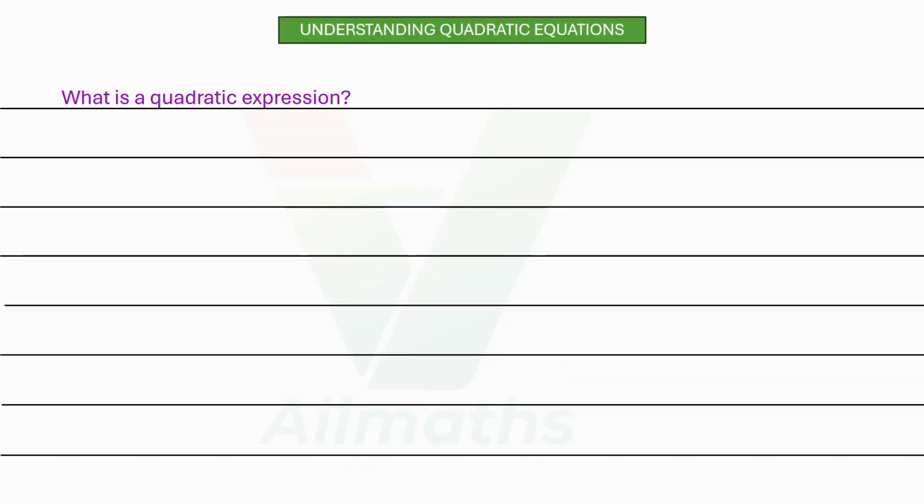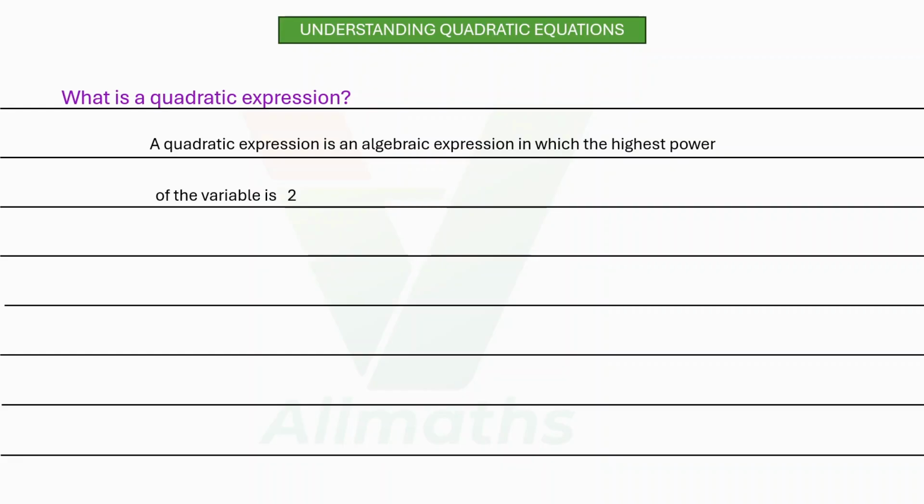And in today's video, we're looking at the difference between a quadratic and a linear expression. We also go ahead to check the difference between a quadratic expression and a quadratic equation. Let's start with this. So to start with, what is a quadratic expression? A quadratic expression is an algebraic expression in which the highest power of the variable is 2.